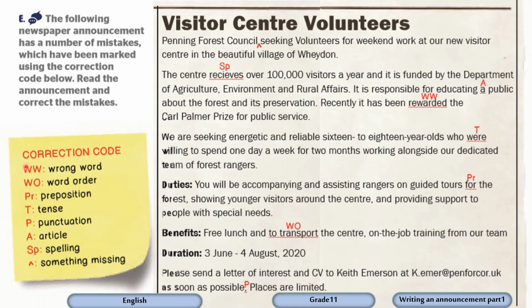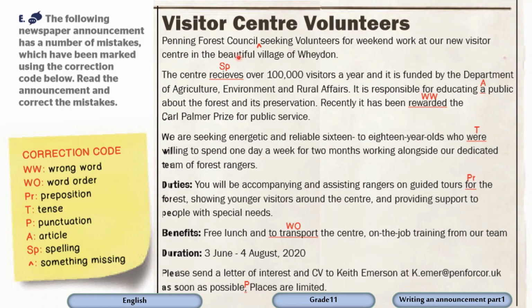So if you find this code WW, it means wrong word. WO, there is a problem in the word order. PR, there is a problem in the prepositions such as of, in, at, etc. T means the tense, if it is the past or the present. P is punctuation. A, article. SP, spelling. And this code means something missing. Now, let's find out the mistakes.